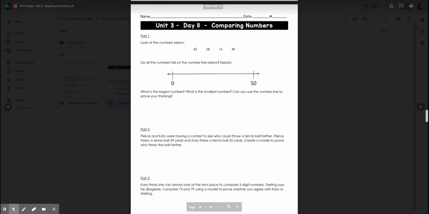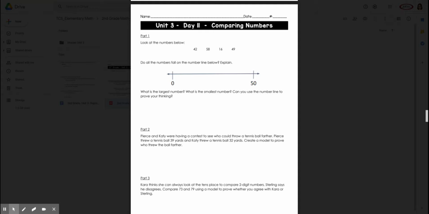Good afternoon, everyone. I wanted to hop on here today and talk to you guys a little bit about investigations. Last week, I sent a video about number talks and how those work in our classroom. Today, I wanted to show you guys what our investigations would look like on a typical basis.